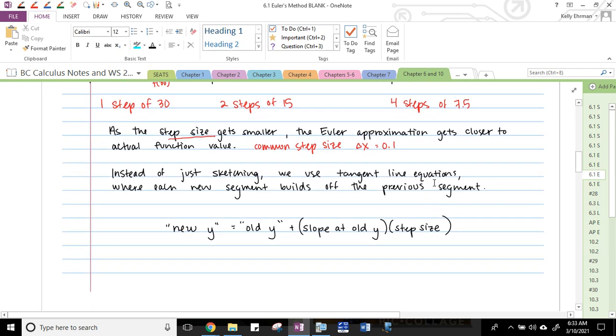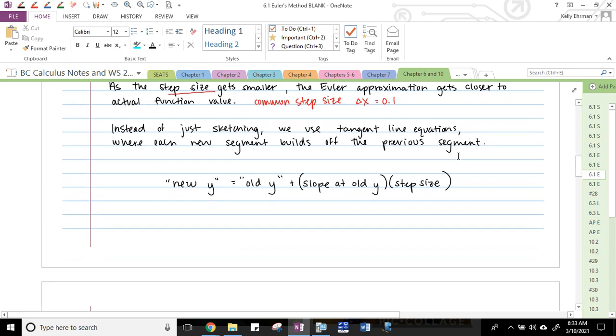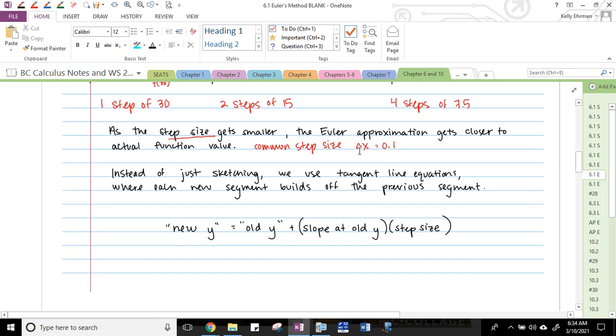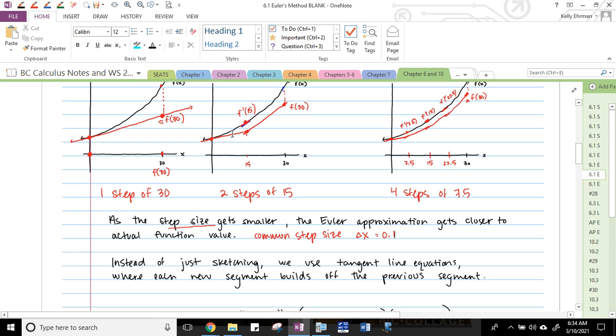So instead of just sketching this, we can actually use equations. I was kind of starting to write it out. If I have an equation for f of x, I can figure out f prime at these different values. So every time I come up with a new y value, basically every time I get a new segment, it's based off of the old y value plus the slope at the old y times the step size. Let's look at that. So let's see if that's true for, I'm just going to use my middle example because it's easier to look at.